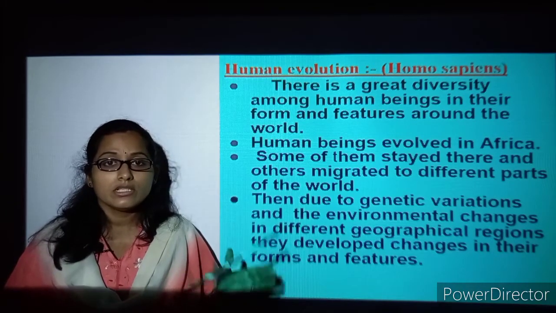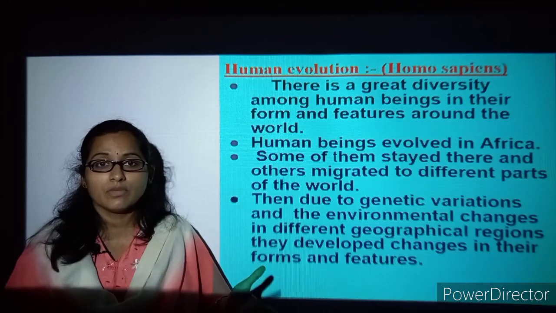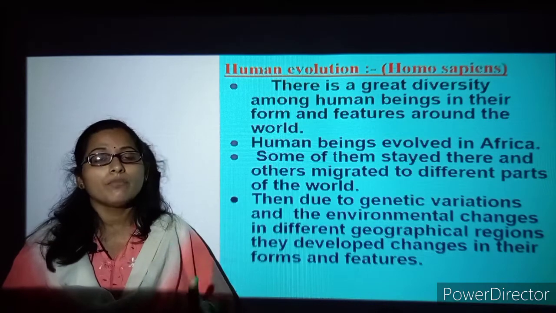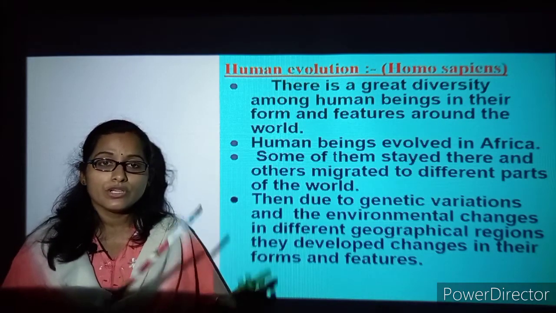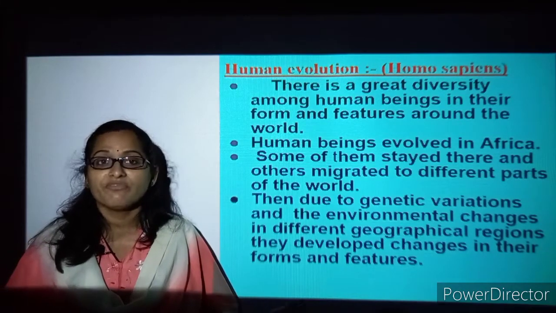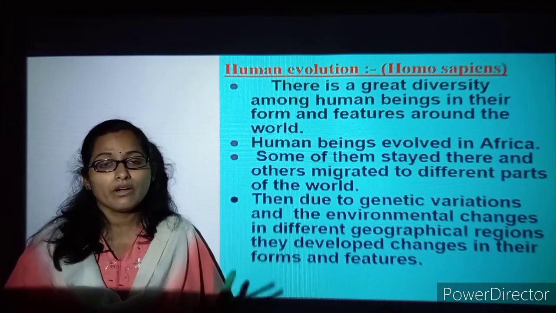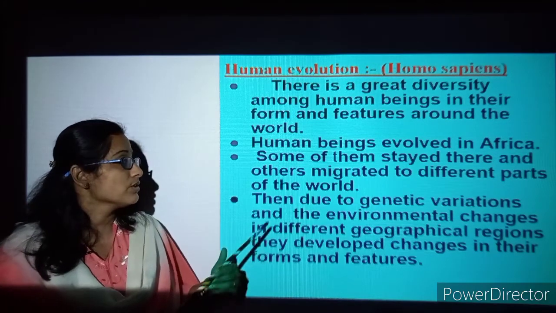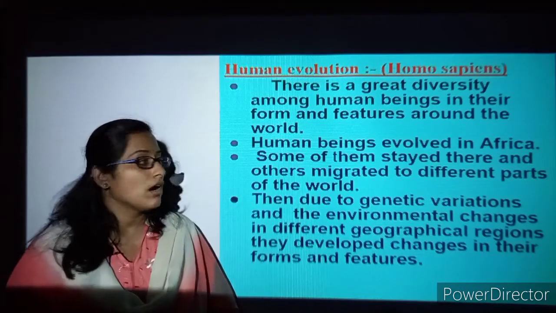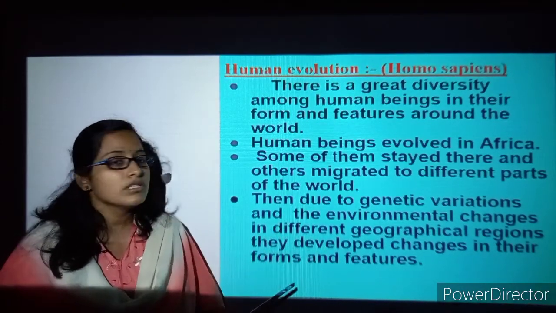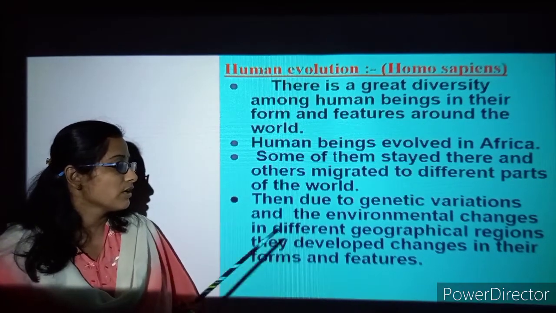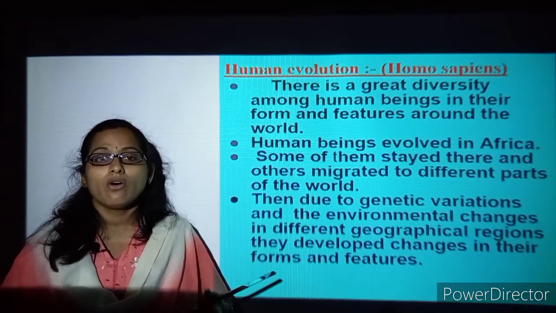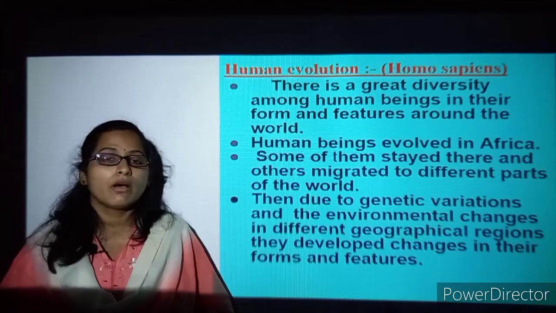Some of them still stayed in Africa and their ancestors remain the same. Gene flow also remains the same. Some of them shifted from Africa and have got distributed across the world. You can see a wide range of people and their habitats, way of living, and the genetic drift that has occurred is different with respect to human beings as we evolved in Africa. So due to genetic variations, environmental changes and different geographical regions, they developed in their forms and features, and we can see that human beings live across the world and we differ from each other.